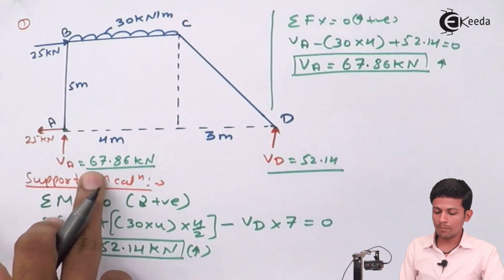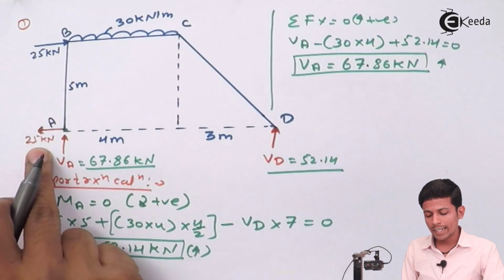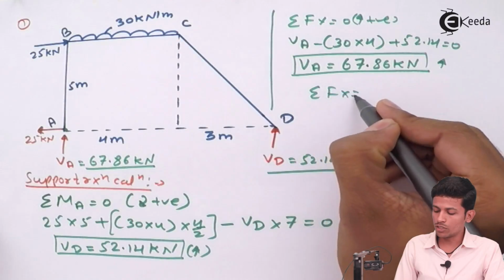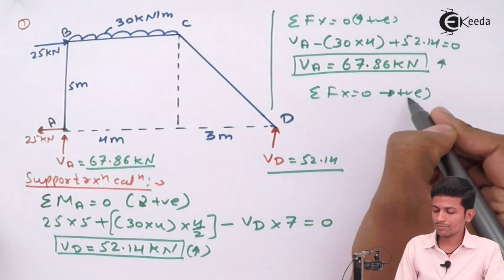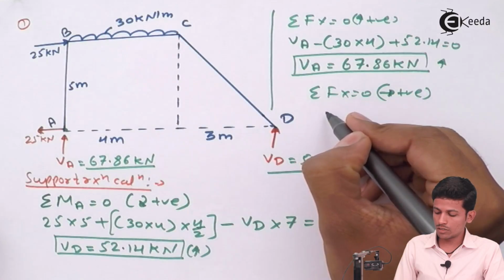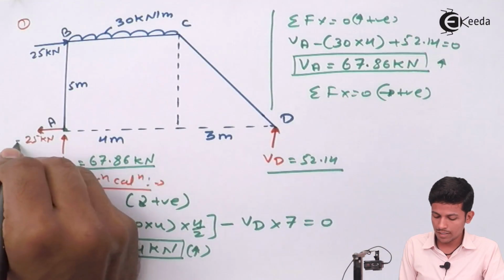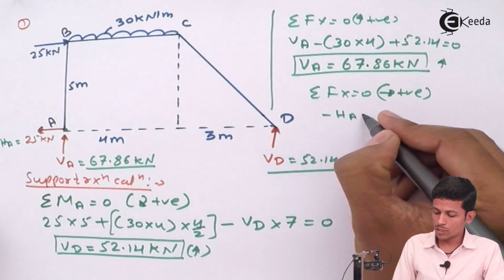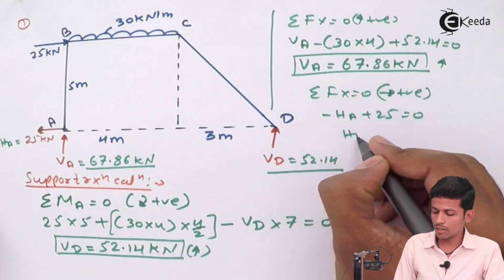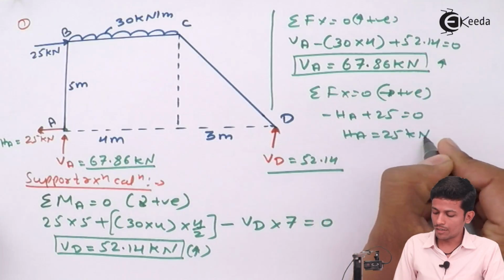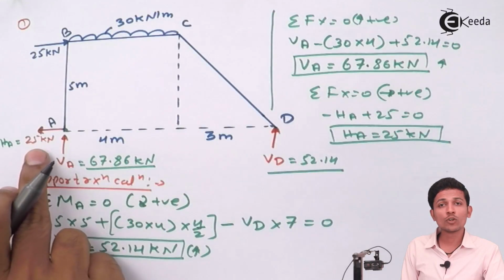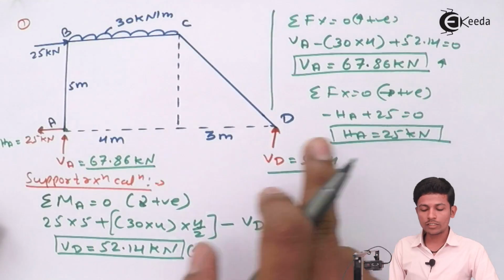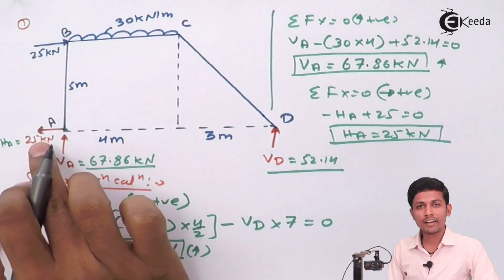Okay, now we are done with these three parts. For this 25, you can directly write it, or you can solve over here. Summation Fx equal to 0, this as positive. Now see this 25, this HA as unknown. For example, minus HA plus 25 equal to 0, therefore HA will be 25 kilonewton. If you take the sign convention over here, this will come negative. If you take the sign convention over here, this will come positive. It means that your assumption is correct over here.